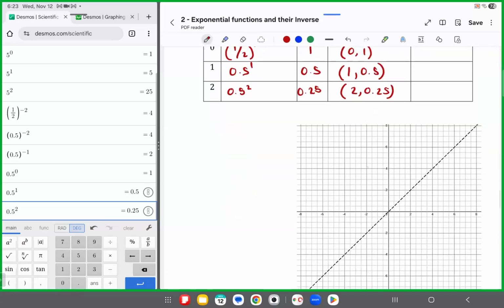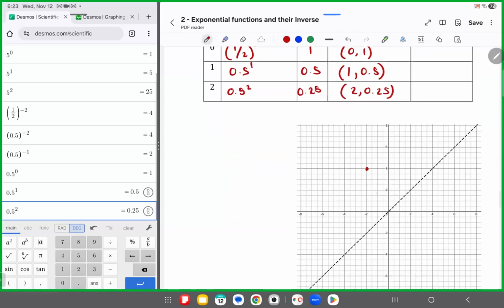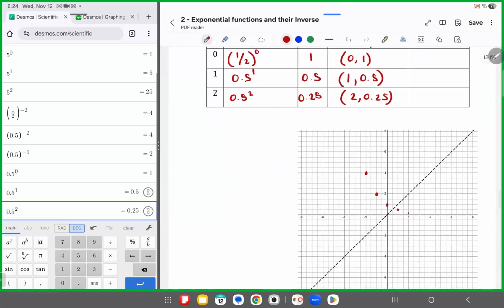comma 4. That's going to be up here. The next point is -1 comma 2, then 0 comma 1, and 1 comma 0.5. So I've got to go one more over. So that's here. And then 2 comma 0.25 is here. So this is what the inverse will look like.